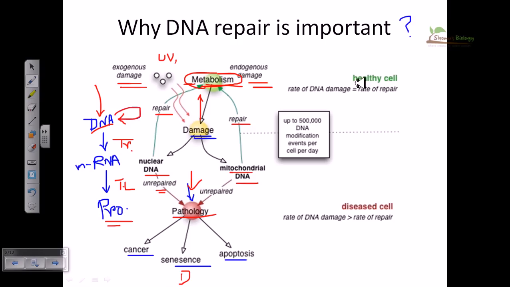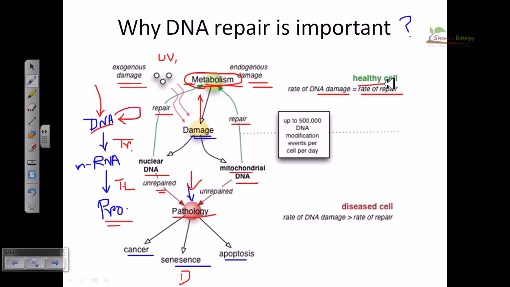Now if we have a healthy cell, that means the rate of DNA damage equals the rate of repair. Only then can we call it a healthy cell. This is a very important concept. Look at it. If the rate of DNA damage equals the rate of repair, that means whatever DNA damage is happening inside our cell, repair can go and fix it, so our cell remains healthy.